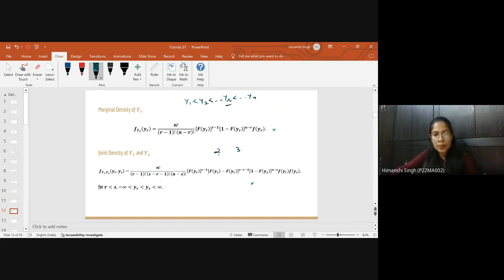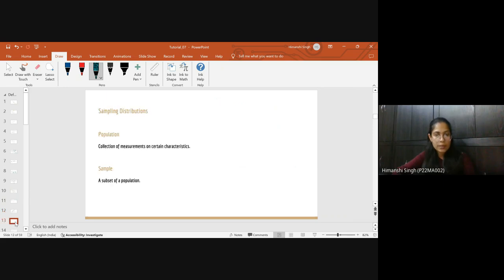Now, this is basically the function f of yr, and this is basically the cdf of x, which is already given. So I have the knowledge of these things, only I do not know what r and s are. If I put them here, then I can get the final expression, which is the joint density of yr and ys. So this was about the joint density between two of these random variables.